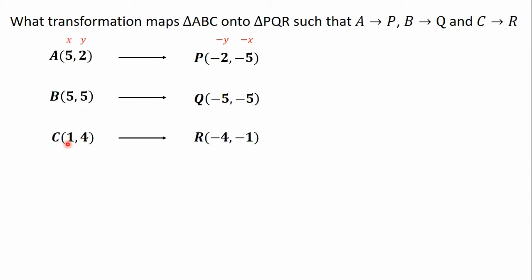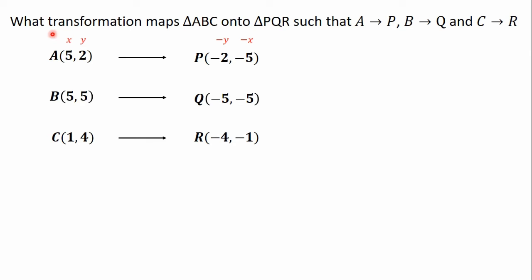The x coordinate of the point here is 1, so the y coordinate will be -1. The y coordinate of the point is 4, so the x coordinate is -4. So you can see that the rule that transforms point A to point P is (x, y) maps to (-y, -x). And it is the same rule that transforms point B to point Q, and the same rule that transforms point C to point R.